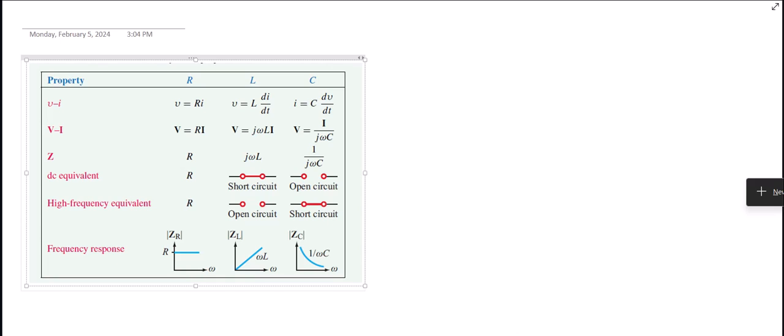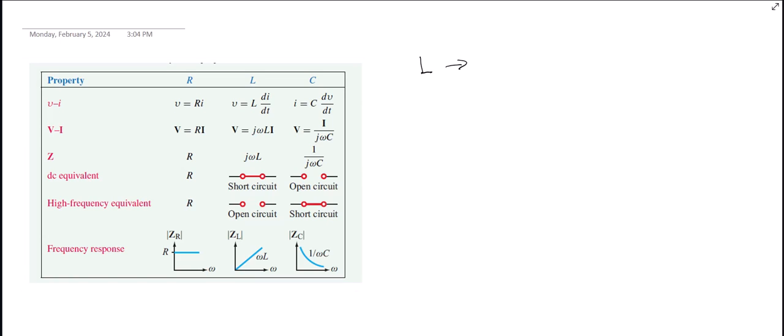Okay, so here's what we do. We have these equivalences. Resistors are always resistors, and so whatever the value of the resistor is stays the same. When you have an inductor, when we take that into the phasor domain, if L is the value of the inductance, then in the phasor domain it's going to be j omega L, where omega is the frequency.